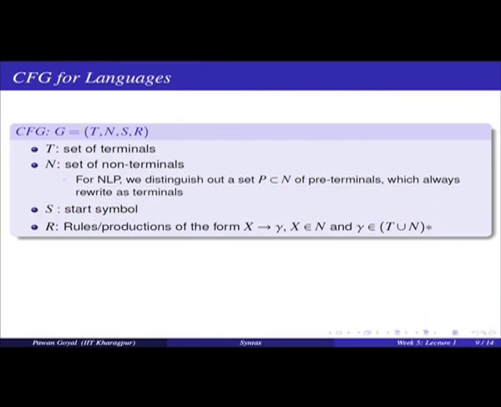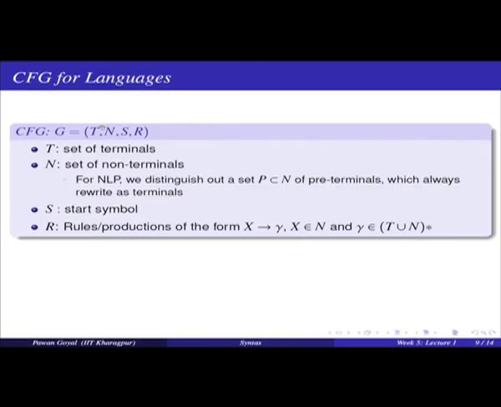They are the leaf nodes in my tree. They will always come at the end, and whenever I get a terminal, I cannot derive anything from there. So we will see what they mean in the case of language. Then we have a set of non-terminals that help me do the derivations. These are all the variables from which you can further derive more strings.